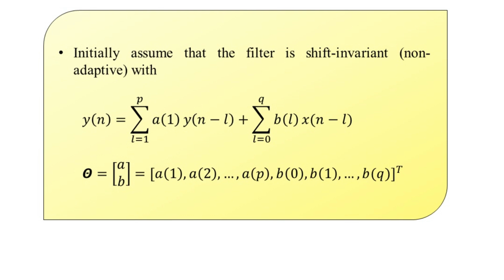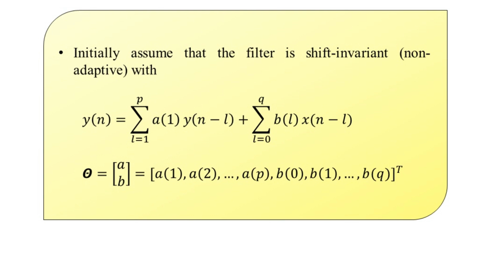Now in this case, if we have capital theta to represent a vector of filter coefficients a and b together, here we show capital theta is equal to the column matrix where the first element is the vector of small a and the second element is the vector of filter coefficients b. These two are vectors basically, and with all the elements of vectors a and b, we can denote capital theta to be the transpose of a of 1, a of 2, a of 3 up to a of p. Afterwards we continue with b of 0, b of 1, b of 2 and so on up to b of q.